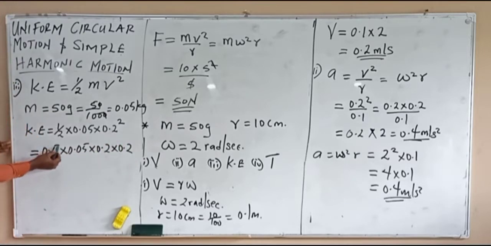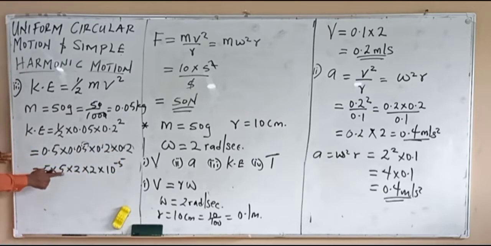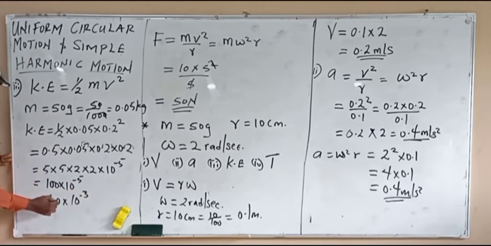So let me go into the decimal and I have 1, 2, 3, 4, 5. That's what I have here. So that will be 5 times 5 times 2 times 2 times 10 raised to the power of 1, 2, 3, 4, 5. 3 minus 5. Now 5 times 5 is 25, times 2 is 50, times 2 again is 100. Now 100 times 10 to the power minus 5. That is 1.0 times 10 to the power minus 3 joules.